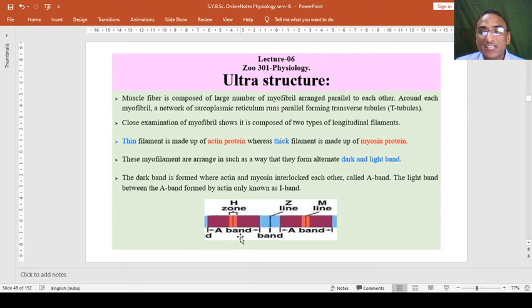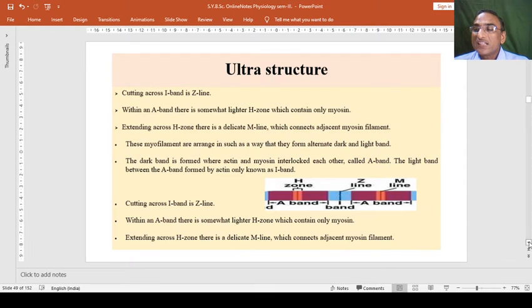This is an A band, this is an A band, and in between these two A bands is the I band. This blue colored band is the I band. This brown, reddish brown, or metallic red colored band is the A band, and in the A band there is the H zone, whereas in the blue I band there is a Z line. So this is the structure that is found alternately in muscle, and this is nothing but the ultrastructural arrangement of myofilaments. Next, we will see the ultrastructure in another way.